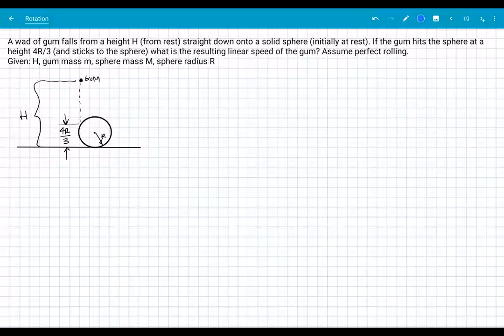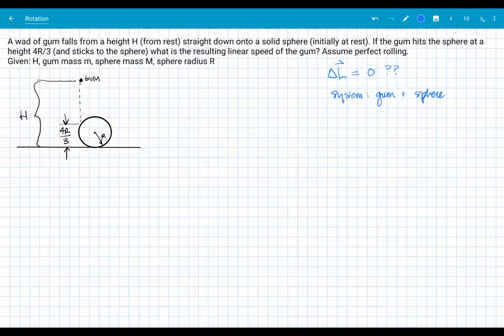So, all right, this is a collision. So right away that makes us think about angular momentum. And we need to then pause for a moment and ask ourselves, can we say that the change in angular momentum is zero, right? Can we say that? And in order to say that, we have to be able to assume that the sum of external forces on our system is going to be equal to zero. So we have to define the system. The system I'm going to define is the gum and the sphere, both of those bodies.